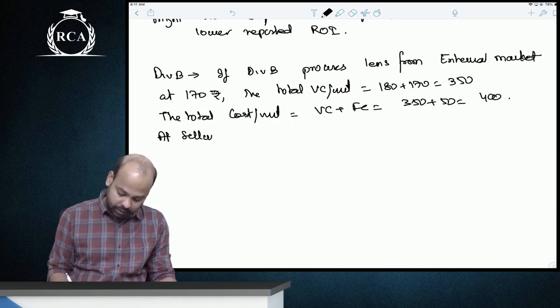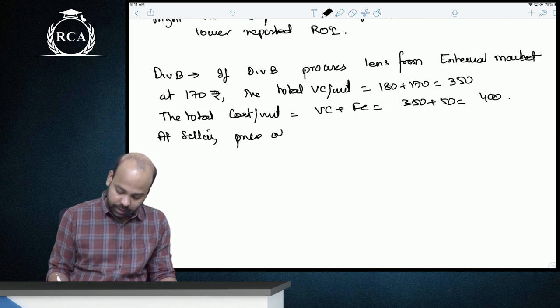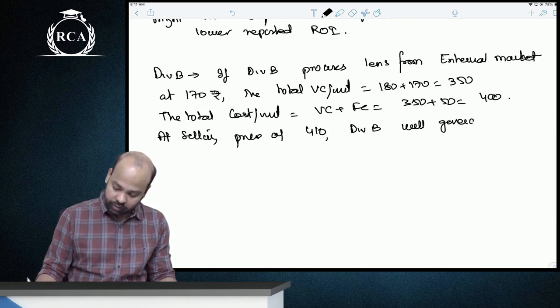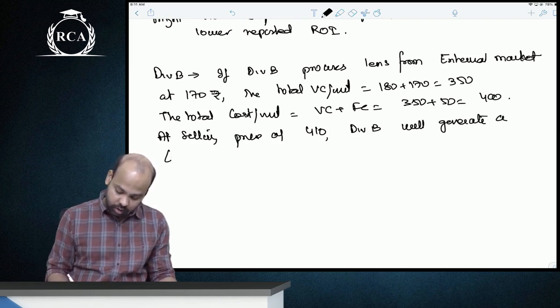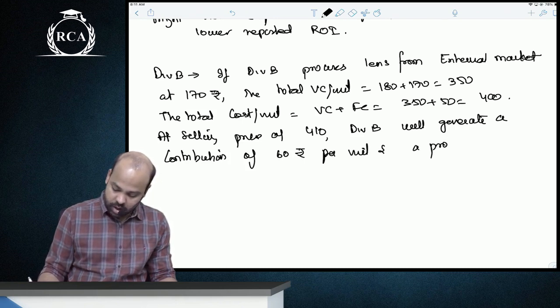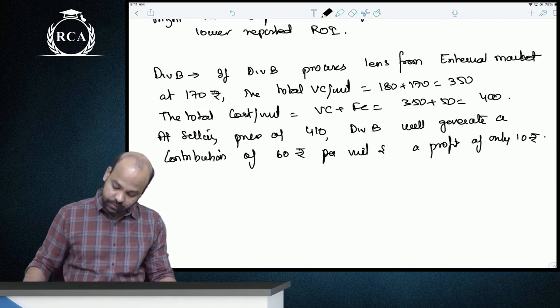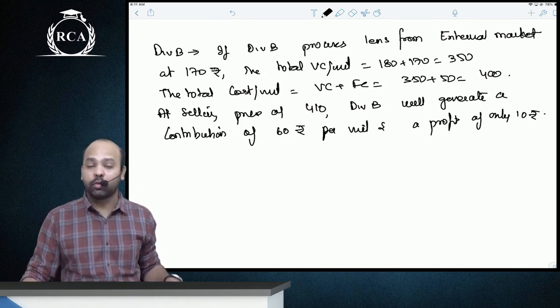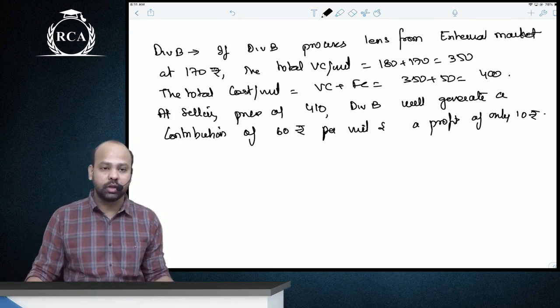At a selling price of 410, division B will generate a contribution of 60 rupees per unit and a profit of only 10 rupees. Division B would generate a contribution of 60 rupees per unit and a profit of only 10 rupees. Understood? Yes, sir.